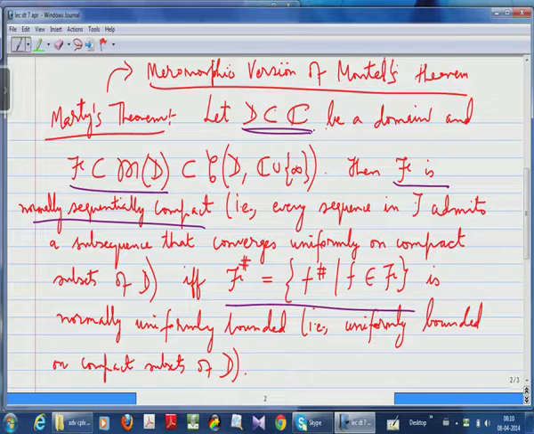So you have this domain D in the complex plane, and you have this family script F of meromorphic functions on D. So the script M(D) is the set of meromorphic functions on D, and mind you, we are considering these as continuous functions from D into the extended complex plane. You are able to do that because a meromorphic function at a pole goes to infinity, but then you allow the value infinity and you declare the value at the pole to be infinity, so it becomes continuous.